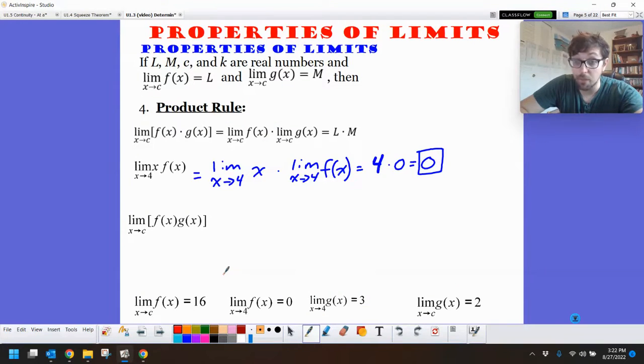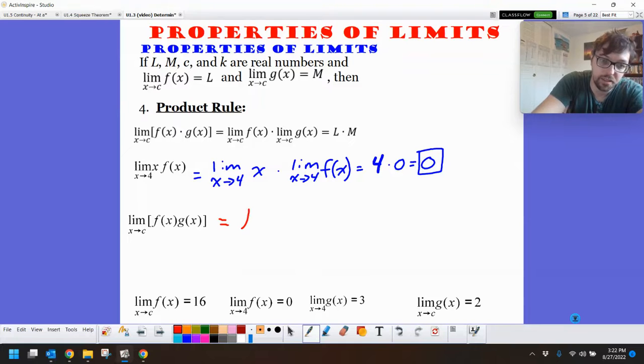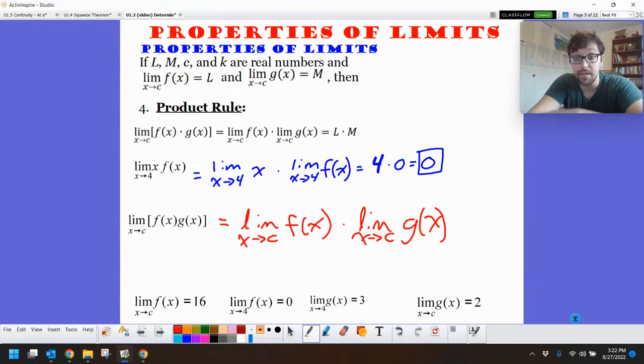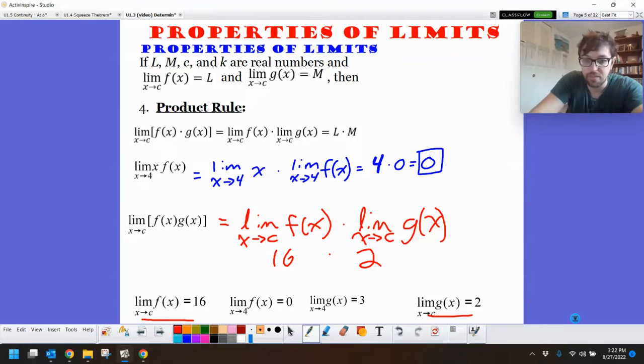Our next property is the product rule. If you've got two things multiplied together, you can make them two limits that are being multiplied together. So right here, I can make this the limit as x approaches c of f of x multiplied by the limit as x approaches c of g of x. I can find those two limits separately rather than multiplying those two things together and then finding the limit. So this is 16, kind of stealing this from the bottom, and then this is 2, so this is just 16 times 2. So this limit is 32.